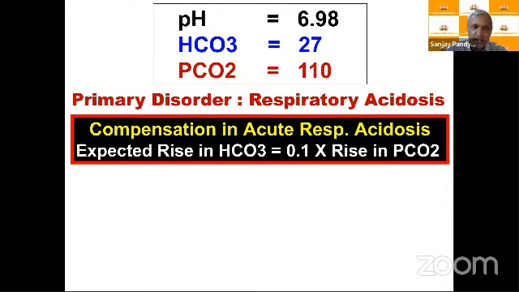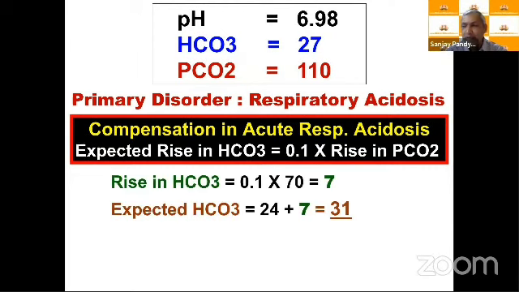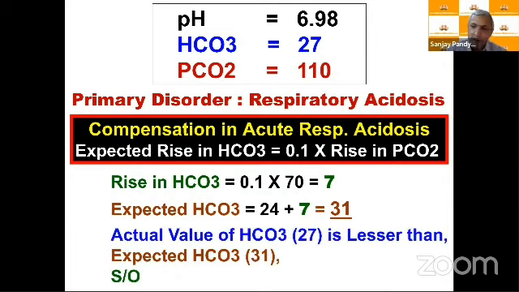And therefore, what will be the expected value of bicarbonate? 24 plus 7, 31. Yes, 31. So the rise in bicarbonate is 7, and the expected value will be 31. Now, the actual value is 27, which is lesser than the expected value, which is 31.